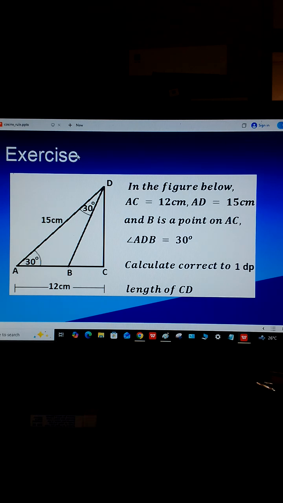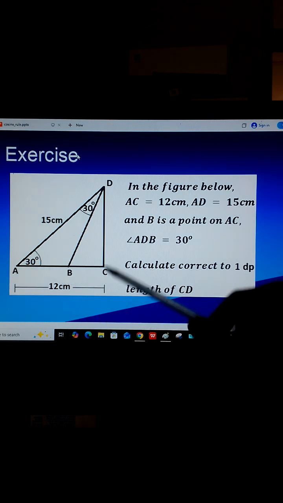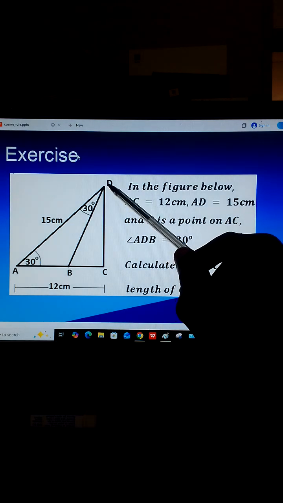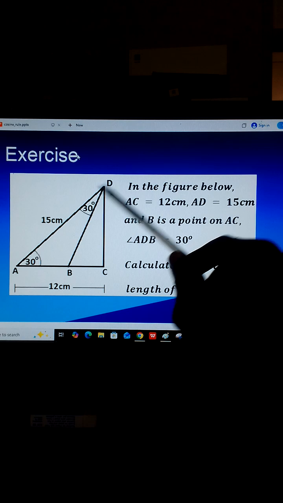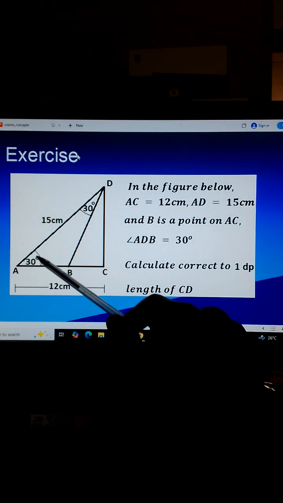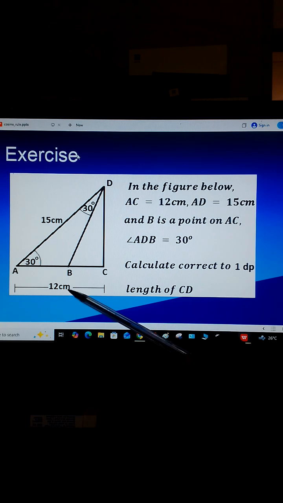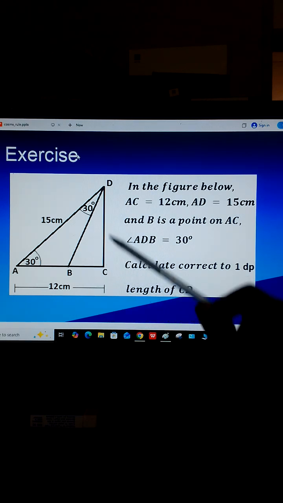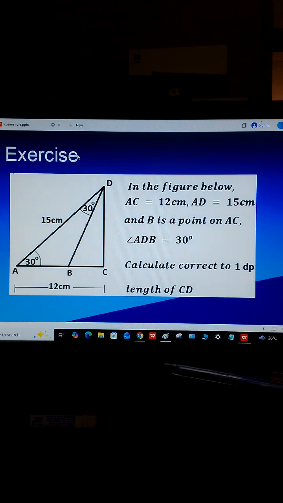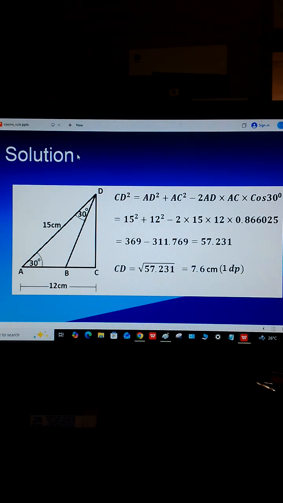We have the triangle ACD. The side AD is equal to 15 centimeters. The side AC is equal to 12 centimeters. And these two angles are given. Then we are required to find the length of the side CD to one decimal place. This is how we do it.